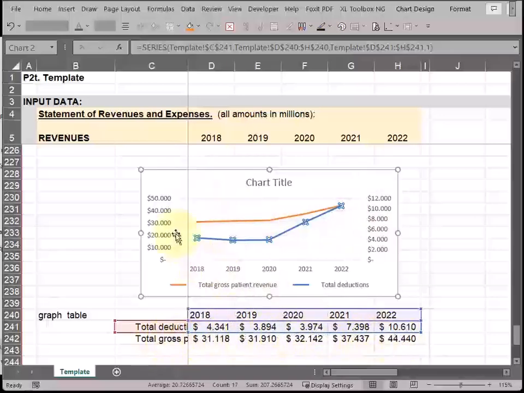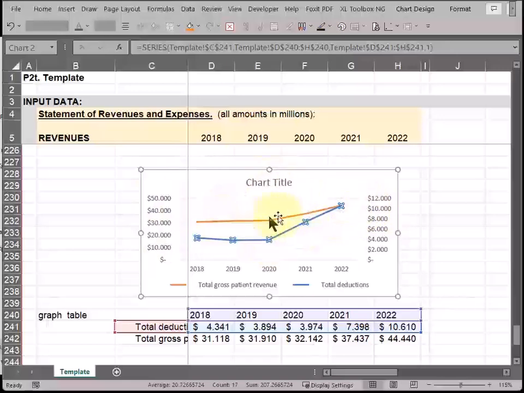So what it did is it took the total deductions right there, and this is the axis for total deductions. If you look at the numbers down here, total gross revenues were in the 30s and 40s, 30s and 40s over here.